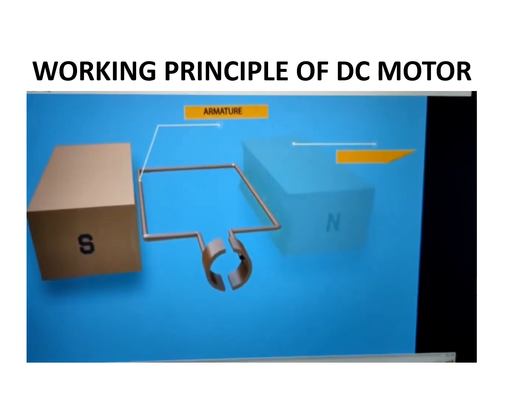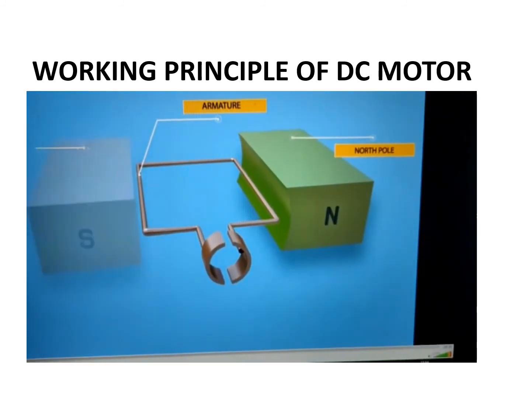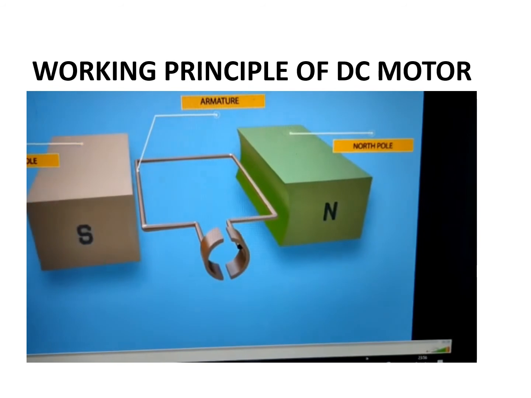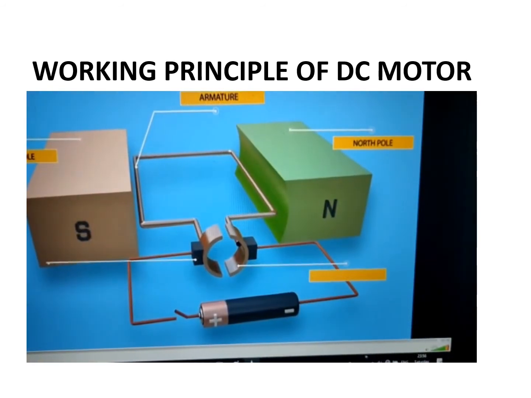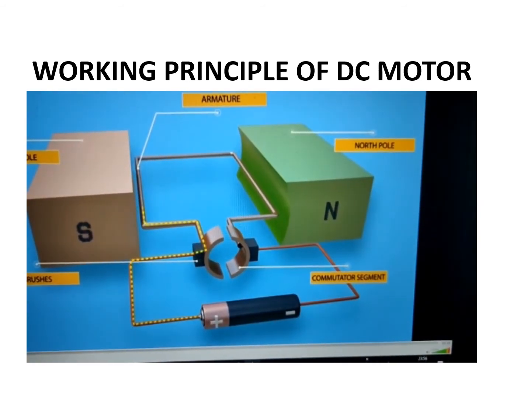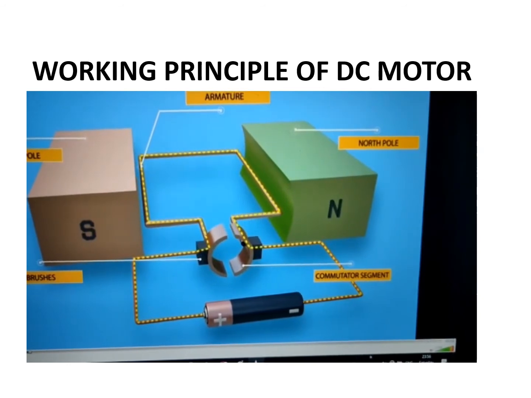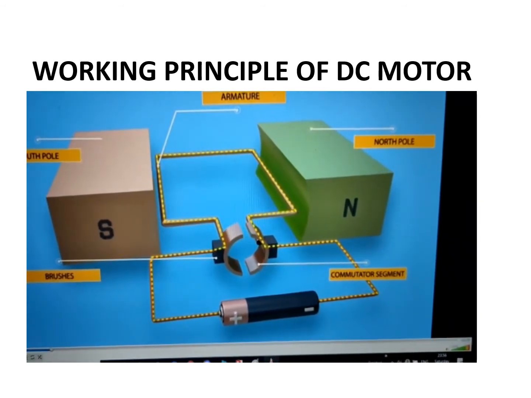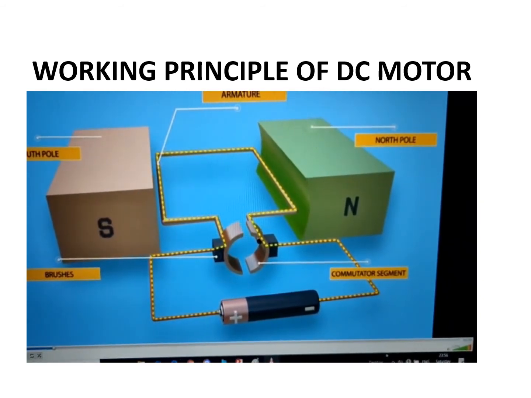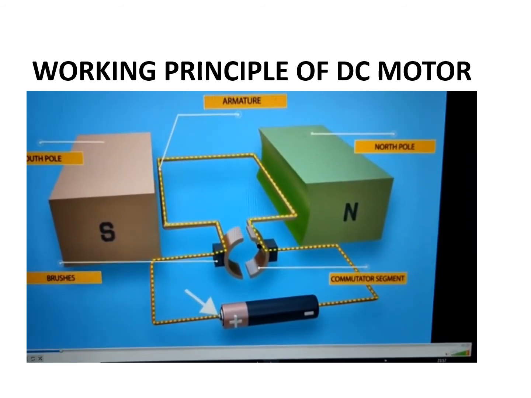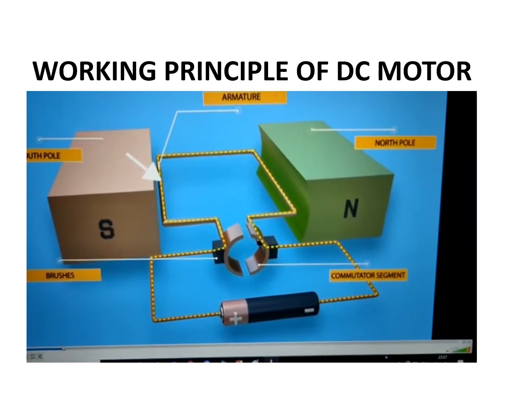So this is the real view of a DC motor. This is the north pole and this is the south pole. The battery is connected now. The supply starts to flow in this direction. Current is coming, and the direction of current is from plus to minus inside the conductors, and the current is flowing now.